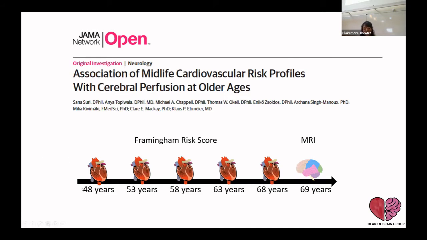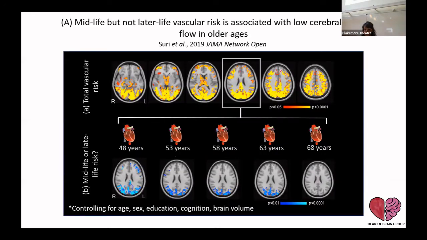And what we were interested in asking is, how does total vascular risk during this entire 20-year period affect blood flow to the brain as they get older? And when in this 20-year period does the risk start becoming important? And this is what we found. So I'm just going to keep it quite big picture here, but essentially what we found was that people with higher total vascular risk had lower blood flow to the brain in all of the regions that are shown in yellow at the top. So it's a pretty widespread effect. So high vascular risk is associated with low blood flow.